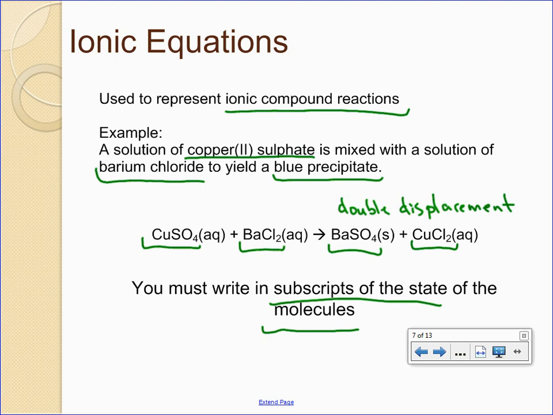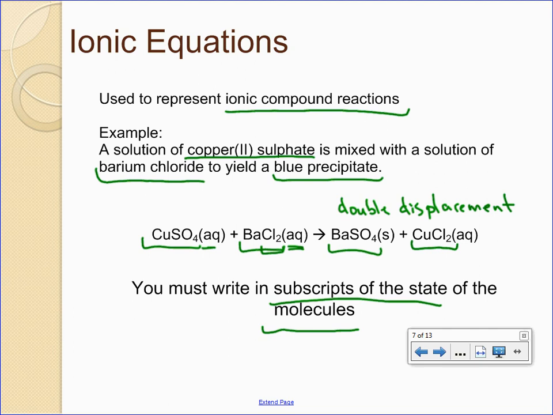calcium and other metals. Copper is not one of them, so copper 2 sulfate will be aqueous, meaning it will be soluble in water. Our chlorides are soluble, so barium chloride will form an aqueous solution.